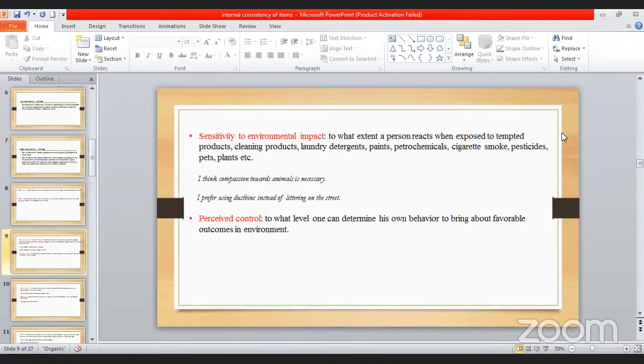The next one is perceived control. That means, Anu? Yes.